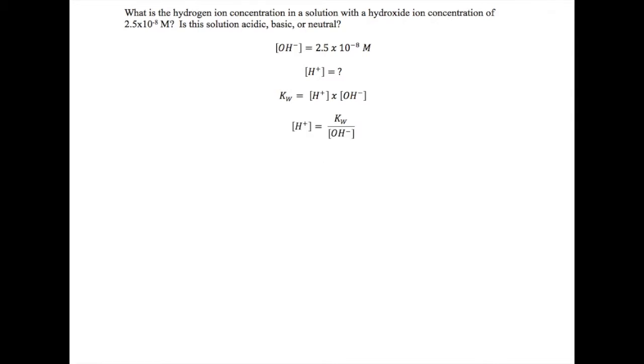Next, we rearrange this expression for Kw to solve for the hydrogen ion concentration. In this case, Kw will be divided by the hydroxide ion concentration. Next, we substitute the two values for the Kw, which is a known number, a constant, 1.0 times 10 to the negative 14th, divided by the hydroxide ion concentration, which we identified as being given to us in the problem, 2.5 times 10 to the negative 8th. We divide those two numbers and we get that the hydrogen ion concentration is 4.0 times 10 to the negative 7th molar.